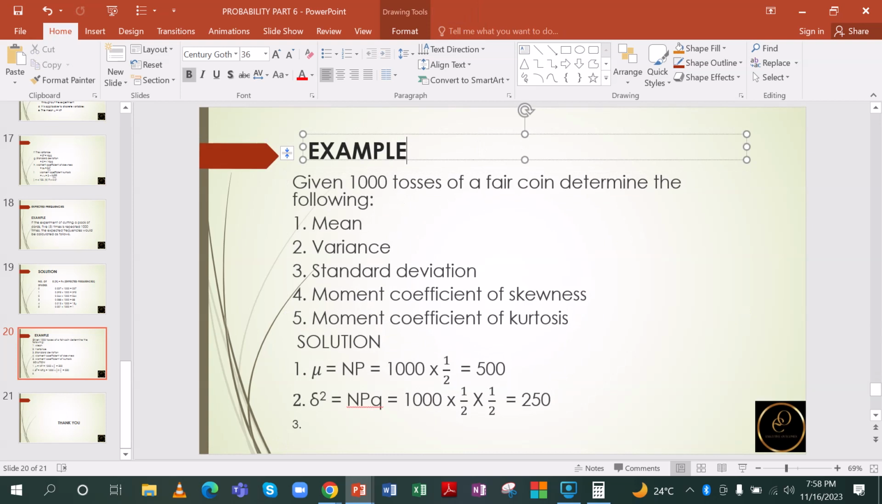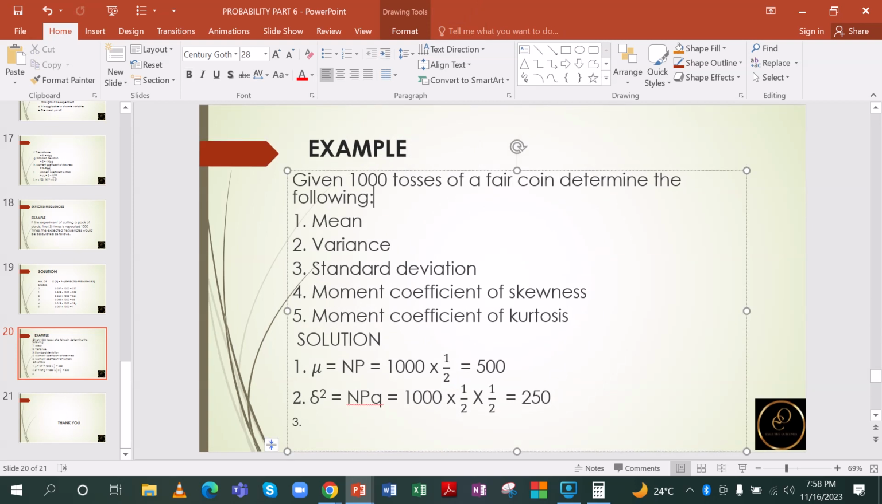Yes, sir. Okay, fine. So I'm giving you an example on how you can calculate some of these particular issues. For instance, how do we calculate the mean? Given 1,000 tosses, meaning n is 1,000, of a fair coin, determine the following, particularly the mean.